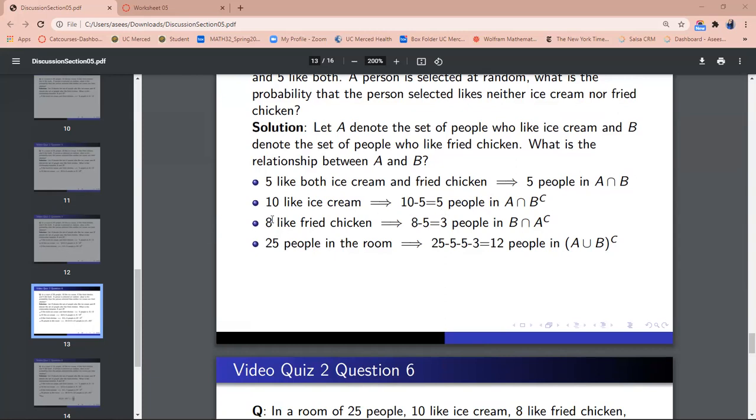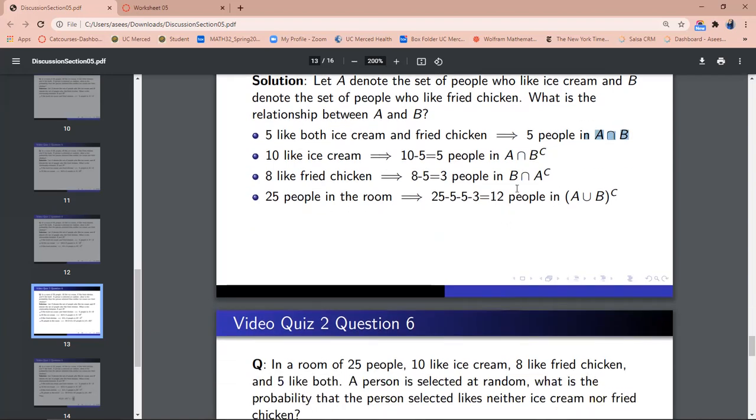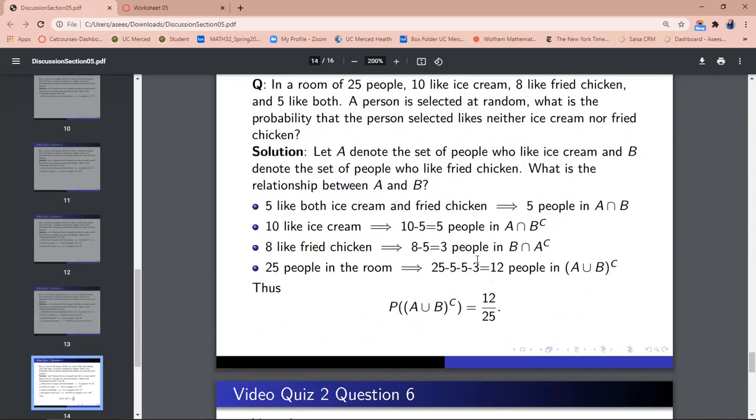Yeah. Okay. Similarly, we can find 8. So we know 8 people like fried chicken. So 8 minus 5, 3 people belong to B intersection A complement, right? So we have 25 total people. If we subtract the people who belong to this category, this category, and A intersection B, we will get the number of people in A union B complement. So that's 12 people. And since we are finding the probability and not just the number of people, we divide by the total people present in the room, which is 25.